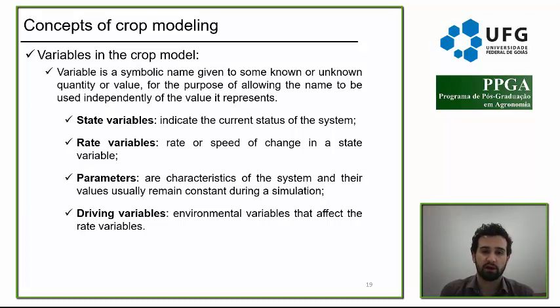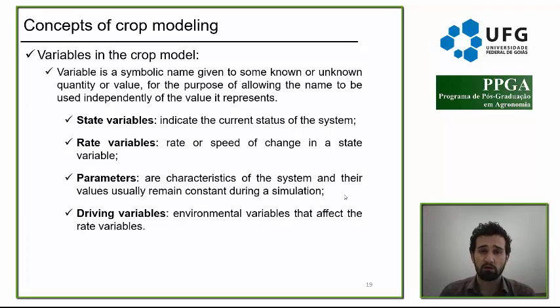We have the rate variables that define the rate or speed of change in a state variable. For example, we have the rate of transpiration, the rate of leaf area expansion, and the photosynthesis rate, and all these rates are defined based on the state variables, the parameters, and the driving variables. So the system changes every time the simulation is updated. The parameters are the characteristics of the system, and their values usually remain constant during a simulation.